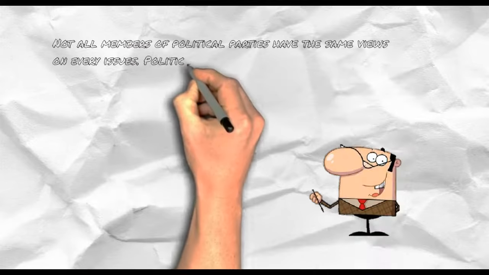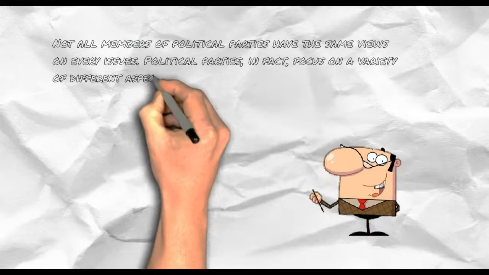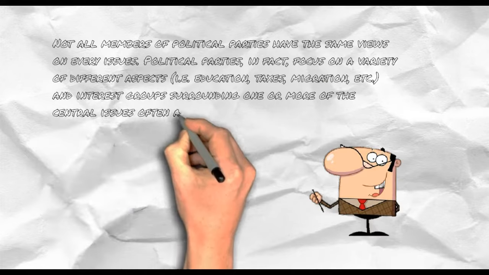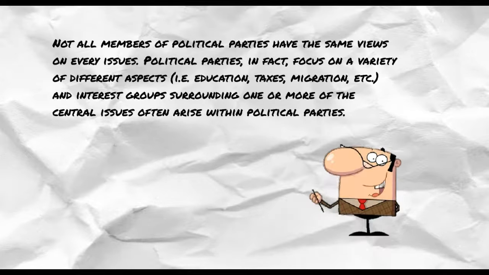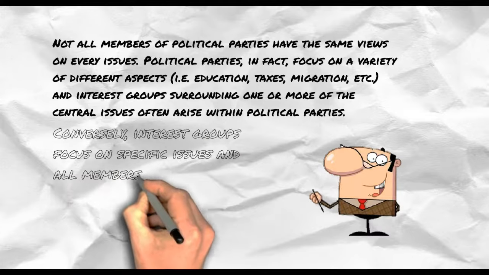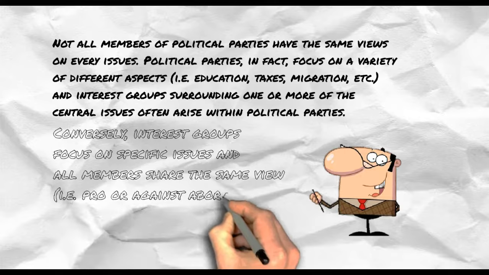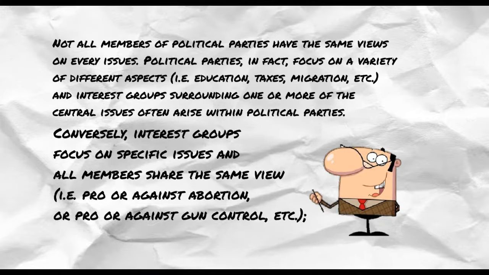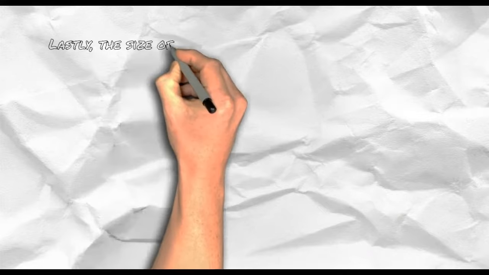Not all members of political parties have the same views on every issue. Political parties, in fact, focus on a variety of different aspects like education, taxes, migration, and so forth, and interest groups surrounding one or more of the central issues often arise within political parties. Conversely, interest groups focus on specific issues and all members share the same view, like for or against abortion.